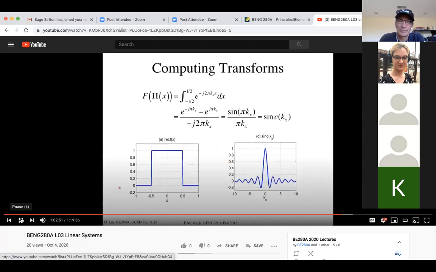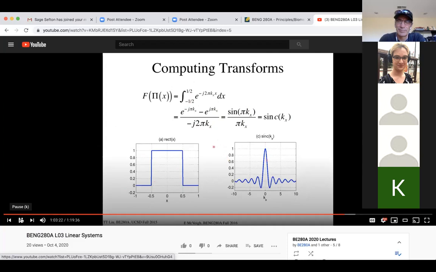So again, here's our rect function. It's 0 all the way up to minus a half, 1, plus a half. Plug this thing into the Fourier formula, and as we just looked at, we get this function for this finite integral, right? And it's equal to sine pi kx over pi kx, which is the sinc function. Okay? So these are Fourier pairs.